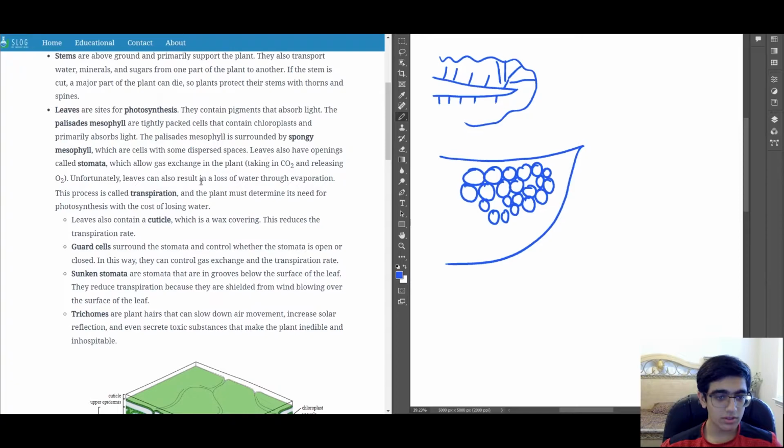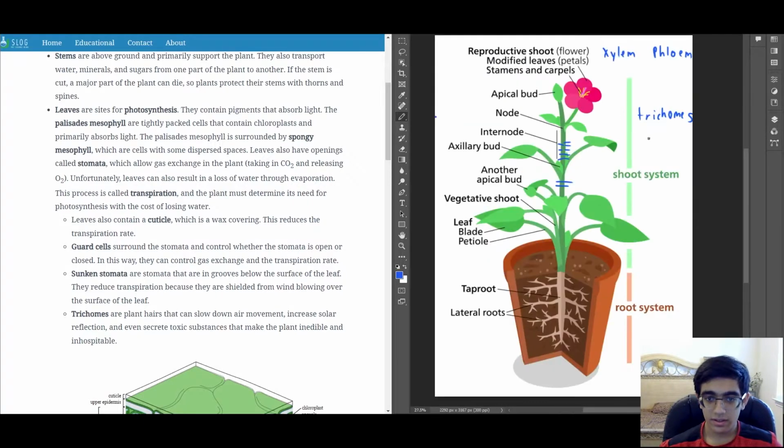Leaves can also result in a loss of water through evaporation, and this process is called transpiration. So in this plant, there's water that's coming into the roots from the soil, and then traveling up the plant to different leaves. Now if these leaves are open, and let's say outside is more dry than the inside of the leaf, like there's a lot of sunlight, there's a lot of sun, and that's causing it to be really dry, then water is obviously going to move out of the leaf and into the atmosphere, and so the plant is effectively losing water, and so that process is called transpiration.